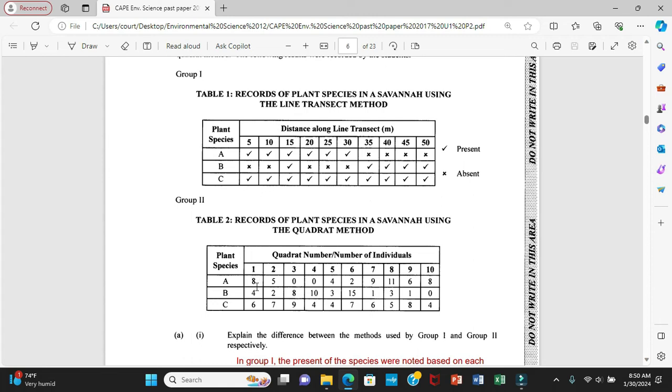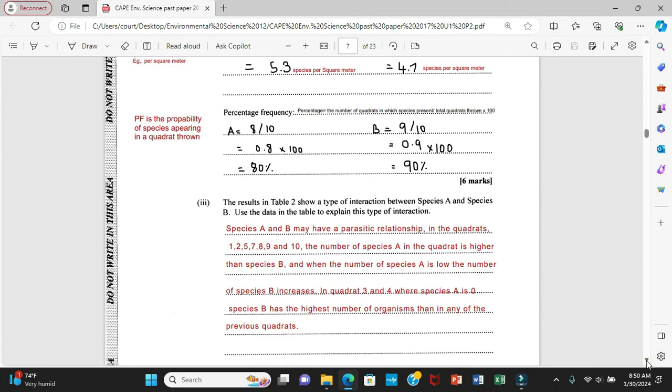So it is saying that when the number of species A is up, species B is down. When species A is 0, as here, you see that species B is very high. So it means when one plant is dying off, the other is surviving, and when one is surviving, the other is dying. So I would say it's a parasitic relationship. Alright, let's move to the next question.